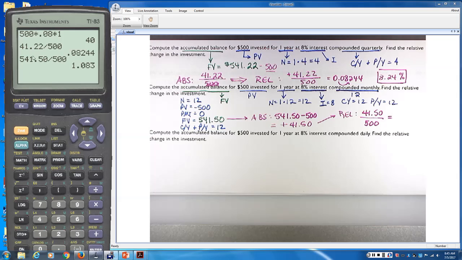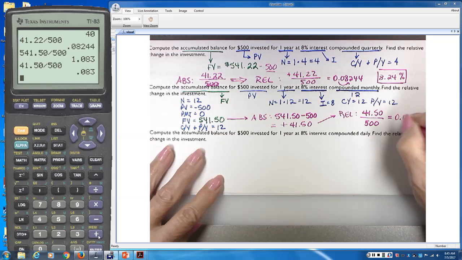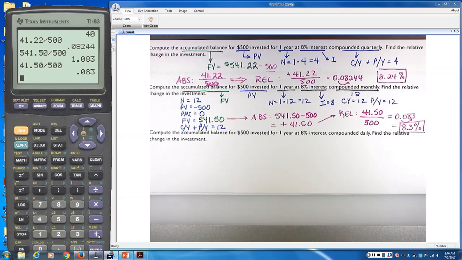Somehow that's not 541.50, sorry, 41.50, duh. And that's 0.083, which is 8.3%. So there again, a little bit more relative change, a little higher relative change.